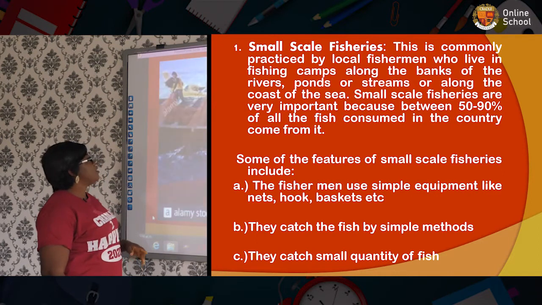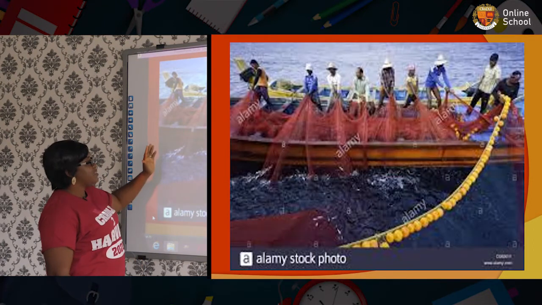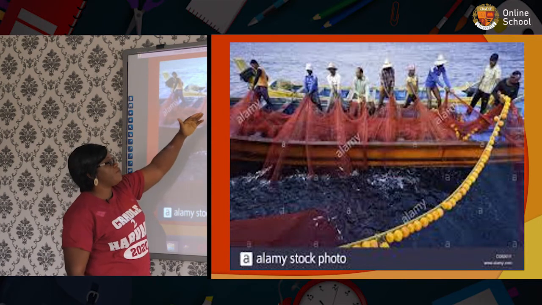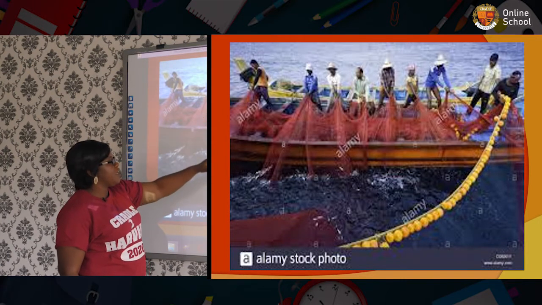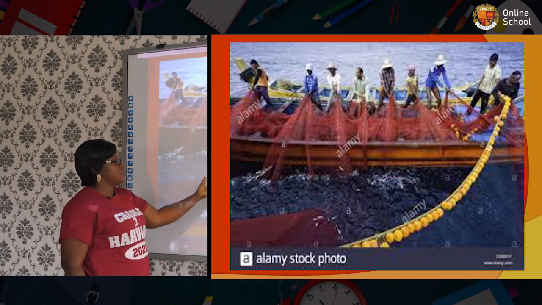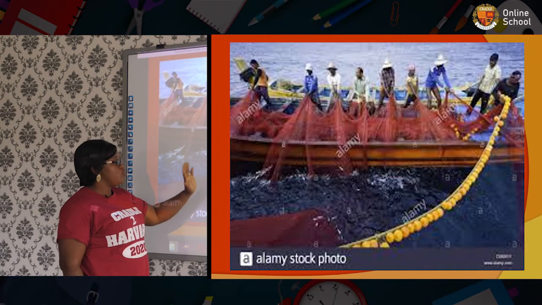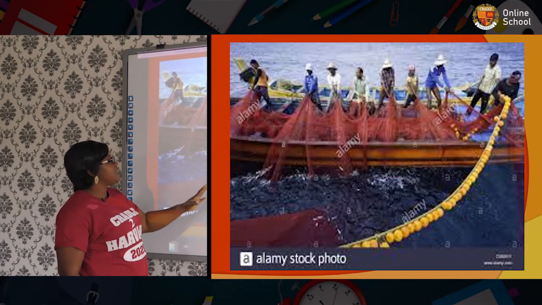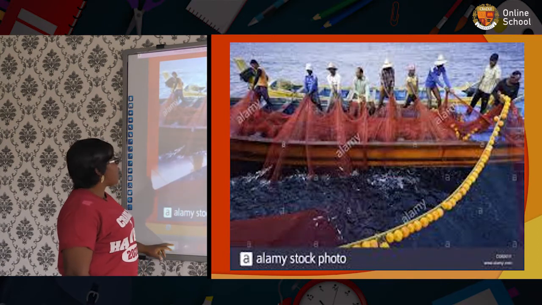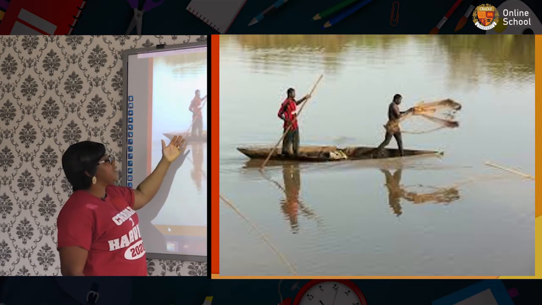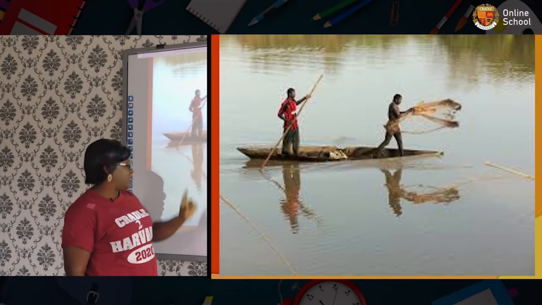Now the next one, okay, before then, look at this picture. This is a small-scale fishery. You can see the canoe and the fishermen in it. They have cast the net already. They are carrying it from the river with lots of fishes, though it is small in number compared to a large-scale fishery. Then we also have 2 fishermen here in a canoe. One is paddling it, another one is casting the nets.